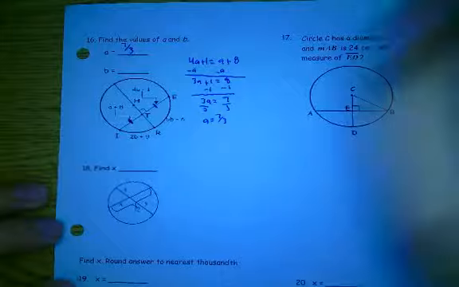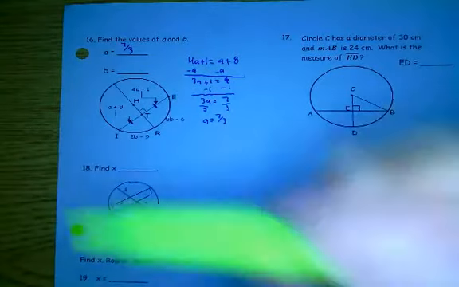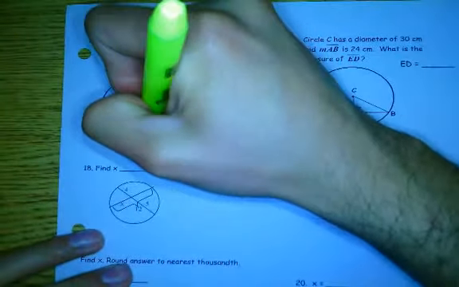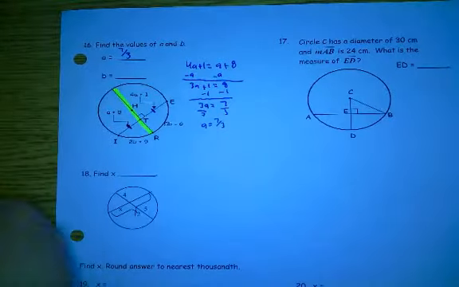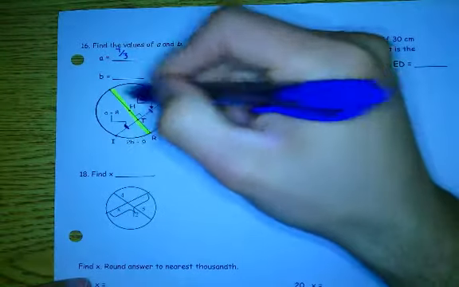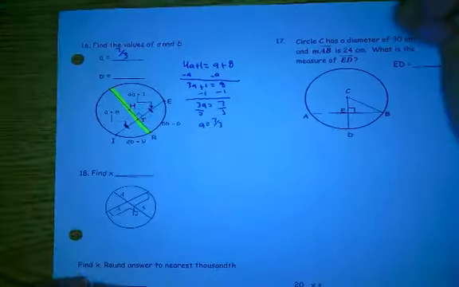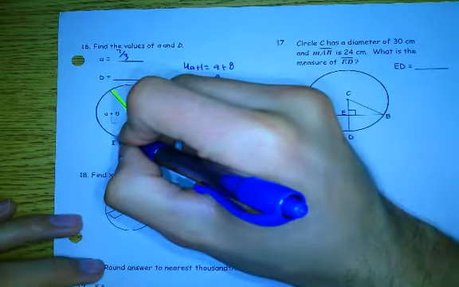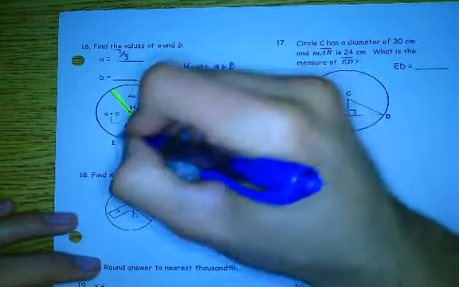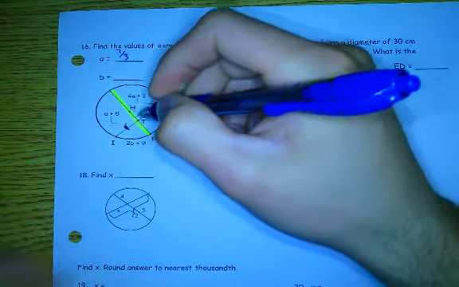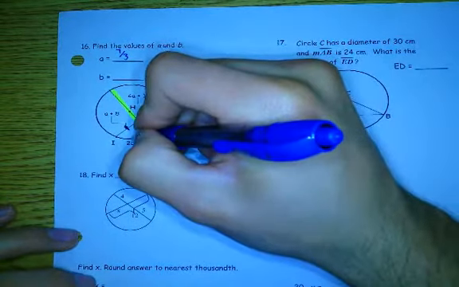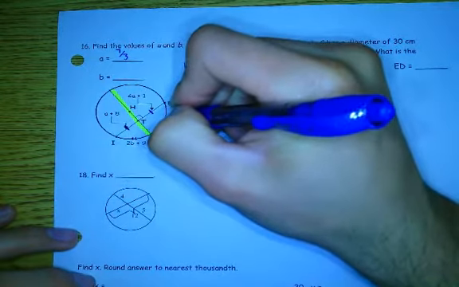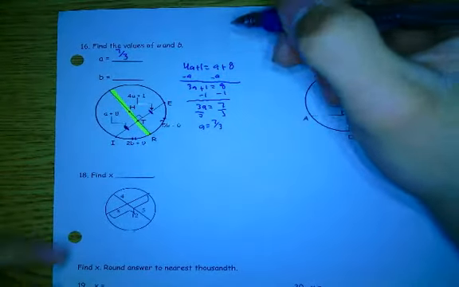So because they are congruent, I'm going to say 2b plus 9 equals 5b minus 6. Subtract 2b from both sides. 9 equals 3b minus 6. I'm going to add 6. 15 equals 3b. Divide by 3. B is 15 divided by 3, which is 5. So your answer should be 5.